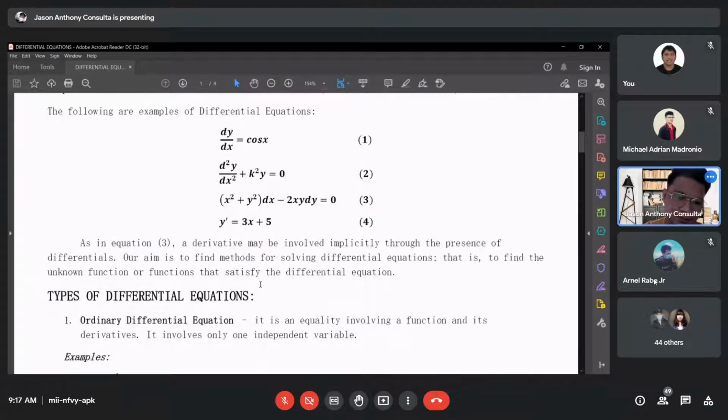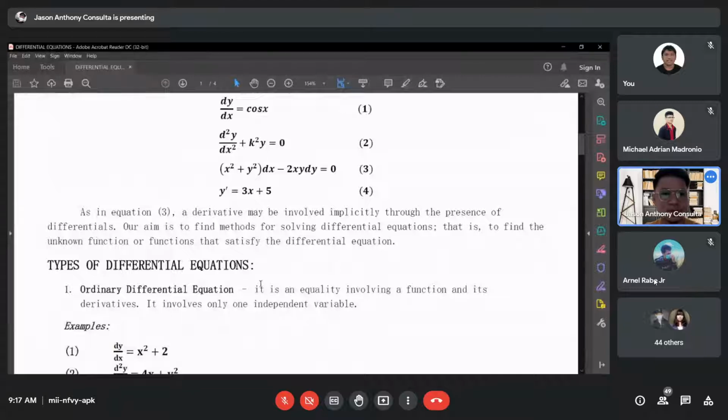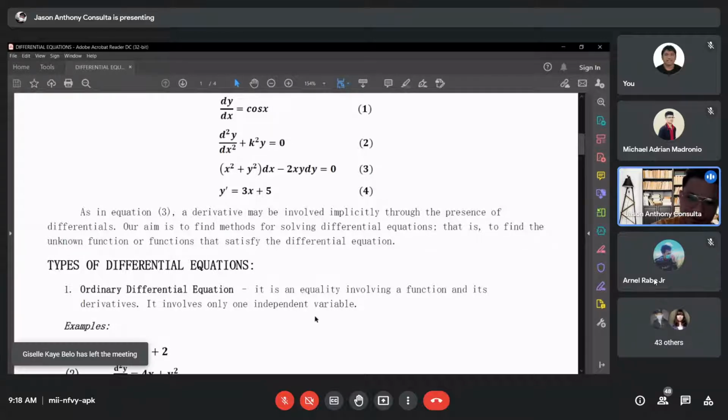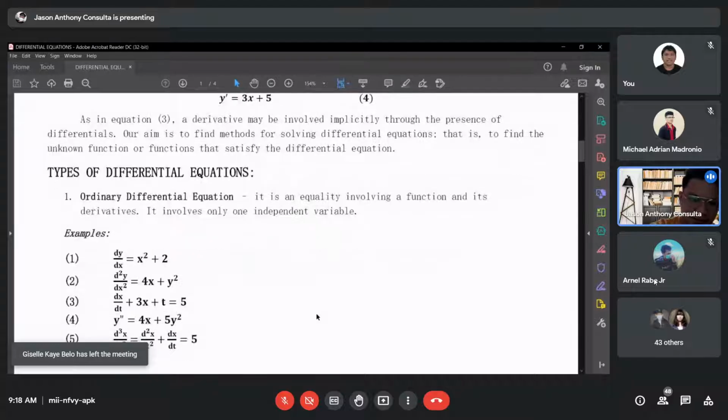Okay, ito. Types of differential equation. So, yung first one, ordinary differential equation. Tingnan niyo itong 5 samples. So, pag ordinary differential equation class, it is an equality involving a function and its derivatives. It involves only one independent variable. Okay, one independent variable. X lang, or T lang, or Y lang. Okay?